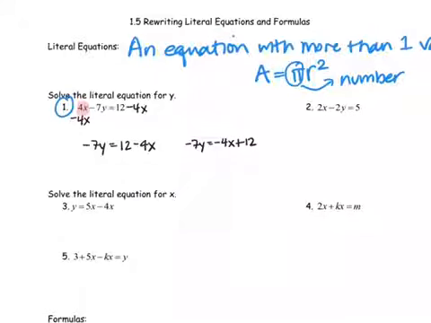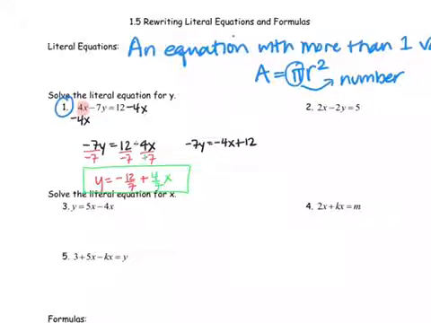Next, is there anything attached to the y? Right now it's negative 7 times y. So we're going to do the opposite of times, and we are going to divide all the terms on both sides by negative 7. So this is now y equals negative 12 over 7 plus, because remember, 2 negatives makes a positive, 4/7 x.